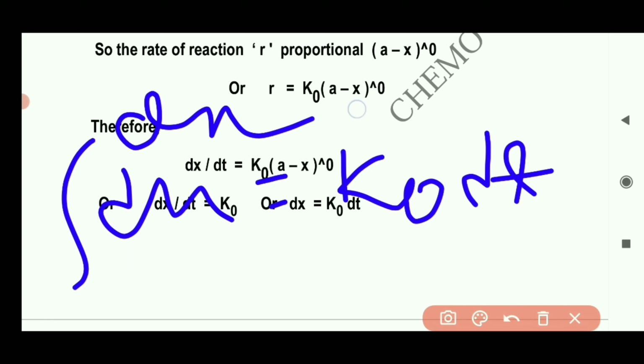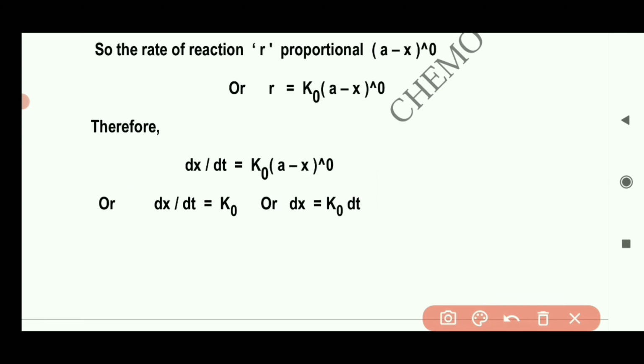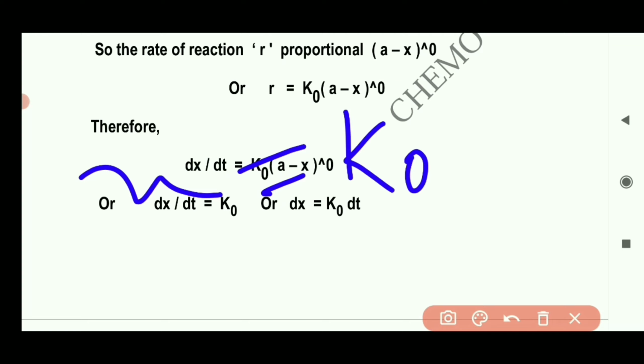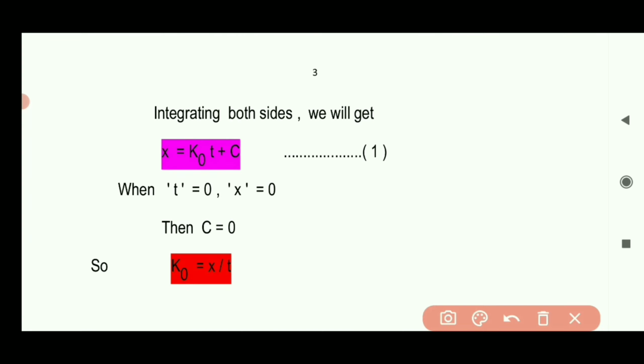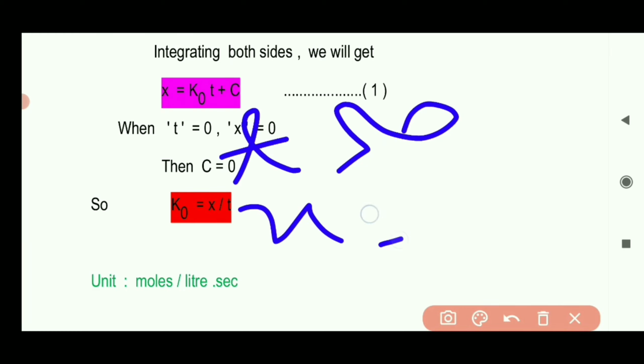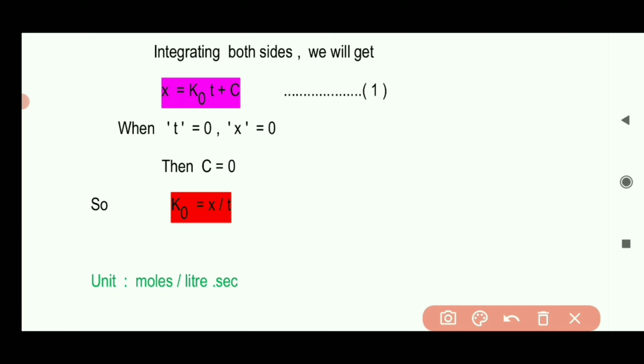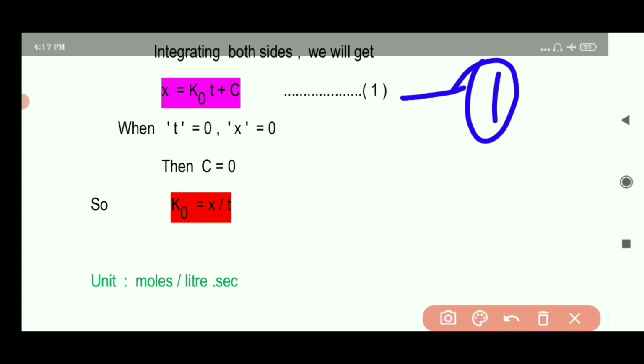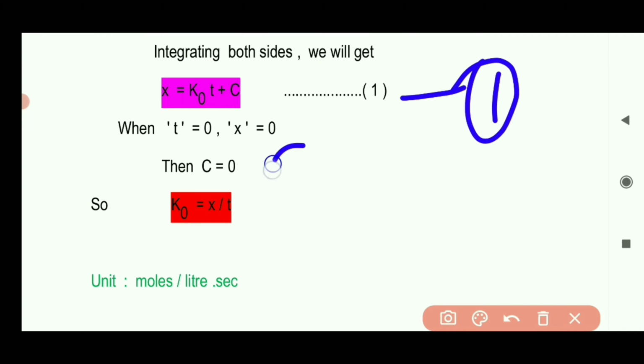So let's integrate both sides. By integrating, we will get x is equal to k0 into t plus constant c. Initially, when t is equal to 0, then x is equal to 0. So putting the value of t and x in equation 1, we'll get c is equal to 0.